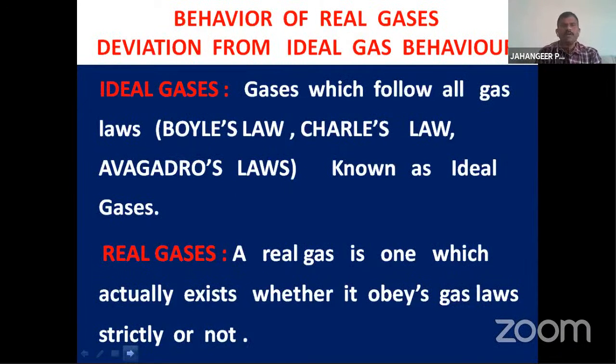Behavior of real gases and deviation from ideal gas behavior. In the previous session, we discussed what is meant by ideal gases. Ideal gases are nothing but gases which follow all gas laws, like Boyle's law, Charles' law, and Avogadro's law. Such gases are called ideal gases.